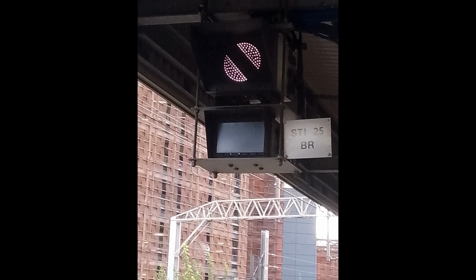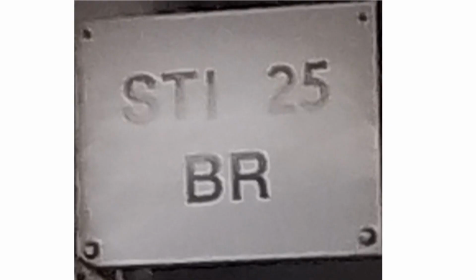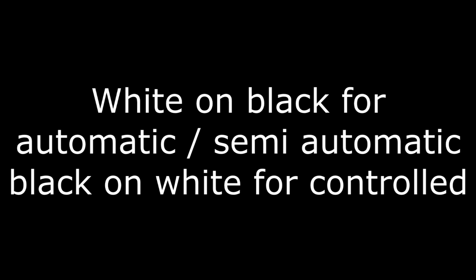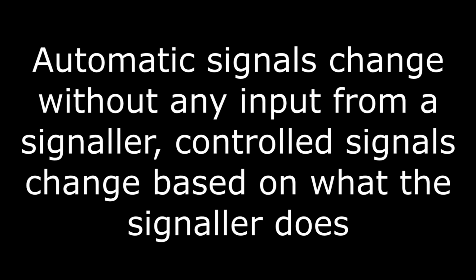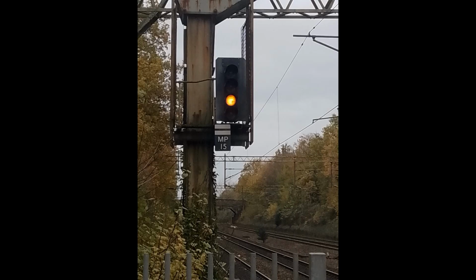The ID plates on the banner repeaters will have the signal ID number that they're repeating, along with the letters BR, Bravo Romeo, to show that it's a banner repeater. The banner repeaters that can also show the green will have a white circle with a black vertical line on the ID plate as well, just so that the drivers know that this one can display green LEDs, and therefore if it's showing white, the next signal is going to be at a caution or a primary caution.